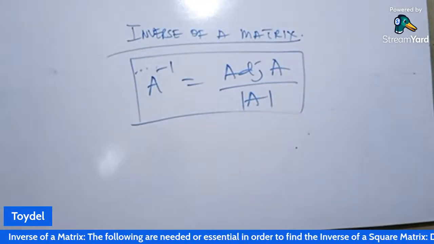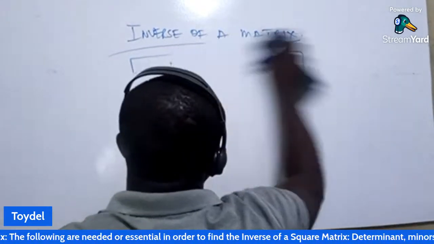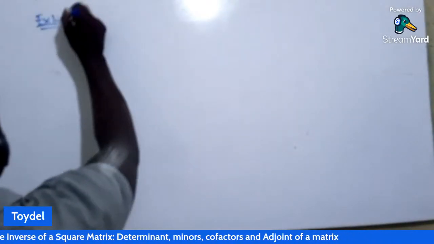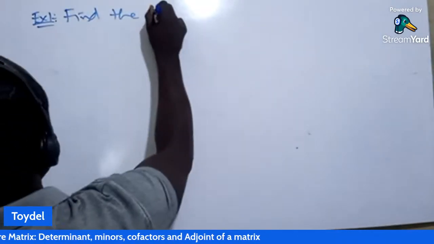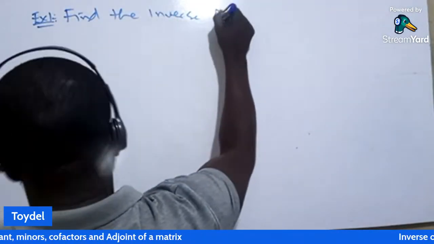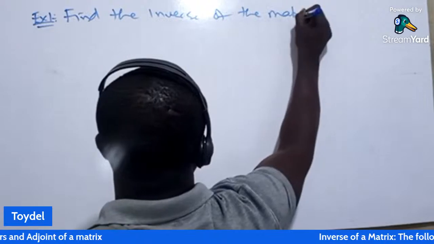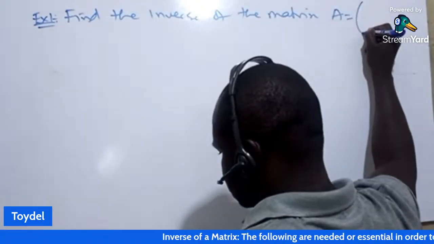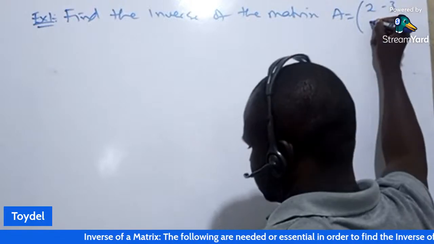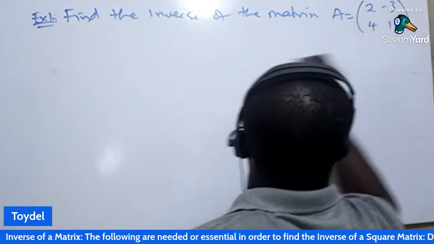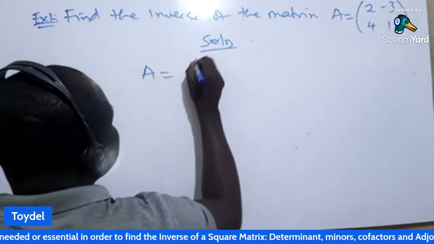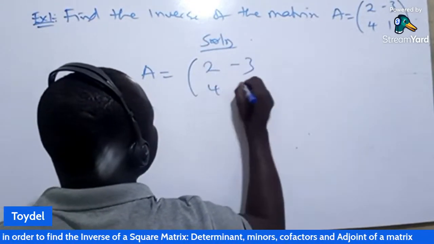So I'm going to give an example now. I'll give one example each on a 2 by 2 and a 3 by 3 matrix. Example 1. The question says find the inverse of the matrix. Matrix A is equal to 2, minus 3, 4, 1.